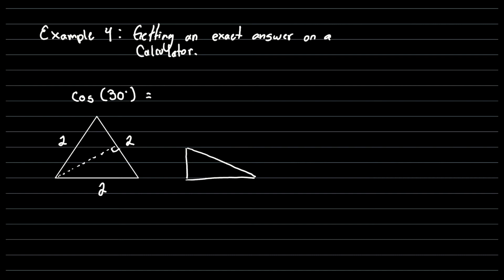So remember how we started building these properties and measurements. Cosine of 30 degrees, if you put it in your calculator, the answer should be 0.8660 and so on. But what is the actual value? This is an approximation. What is the actual value?